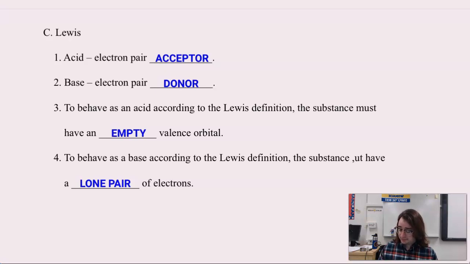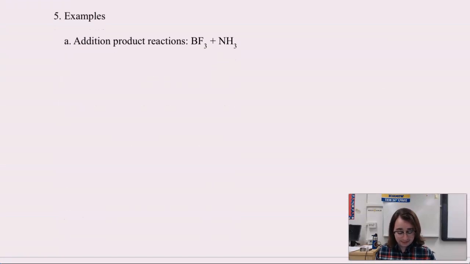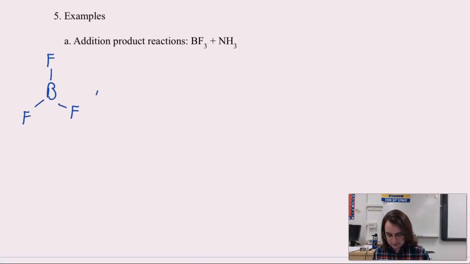I think that's supposed to say must, but it's a little goofed up. I think that's supposed to say the substance must have a lone pair of electrons. So let's look at an example. If we have BF3 and NH3, we're going to draw the Lewis structures. If you want to pause and draw the Lewis structures before me, you're welcome to do so. I'm going to draw them kind of close together so I can show this.